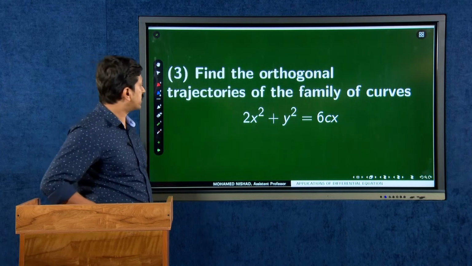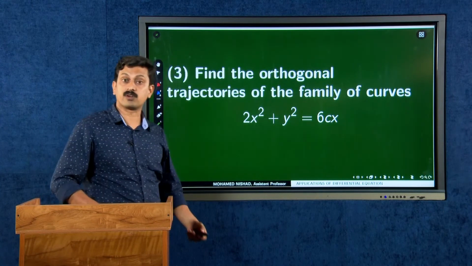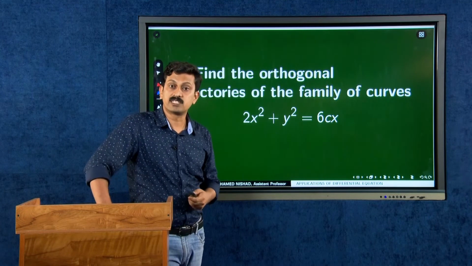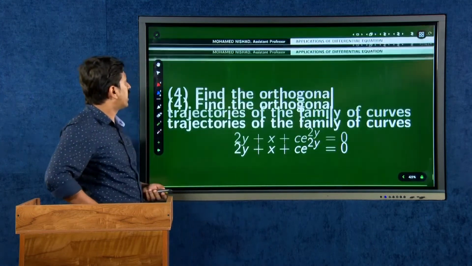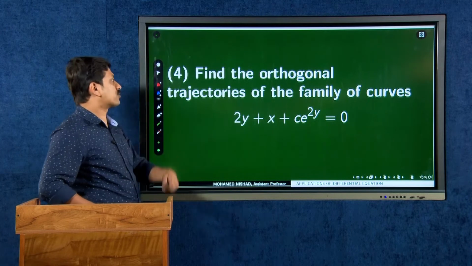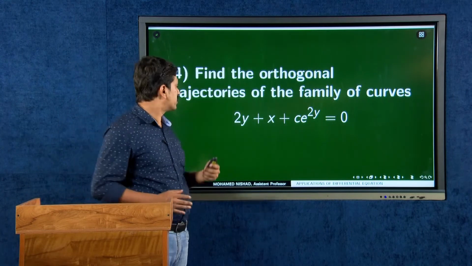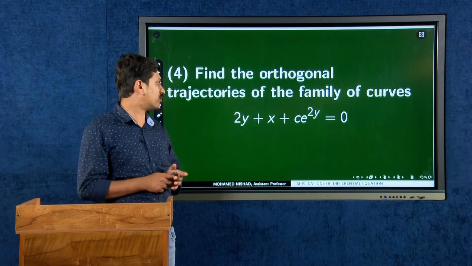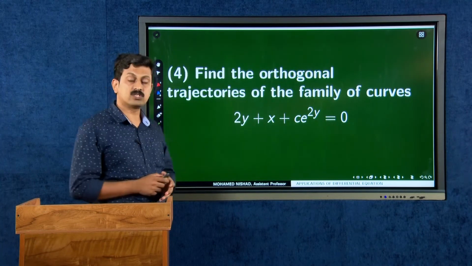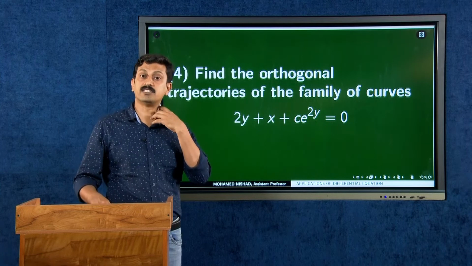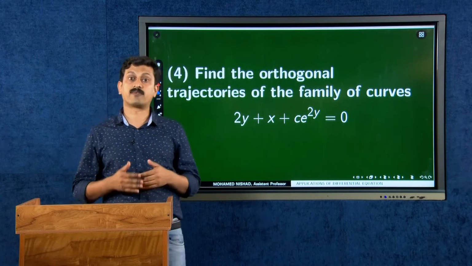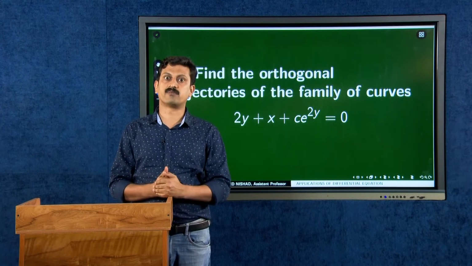Just do one more question, find the orthogonal trajectories of the family of curves 2x square plus y square equal to 6cx. Now, again one more question is find the orthogonal trajectories of the family of curves 2y plus x plus c e raised to 2y is equal to 0. Okay. These are all very nice and interesting questions on finding the orthogonal trajectories of the given family of curves.